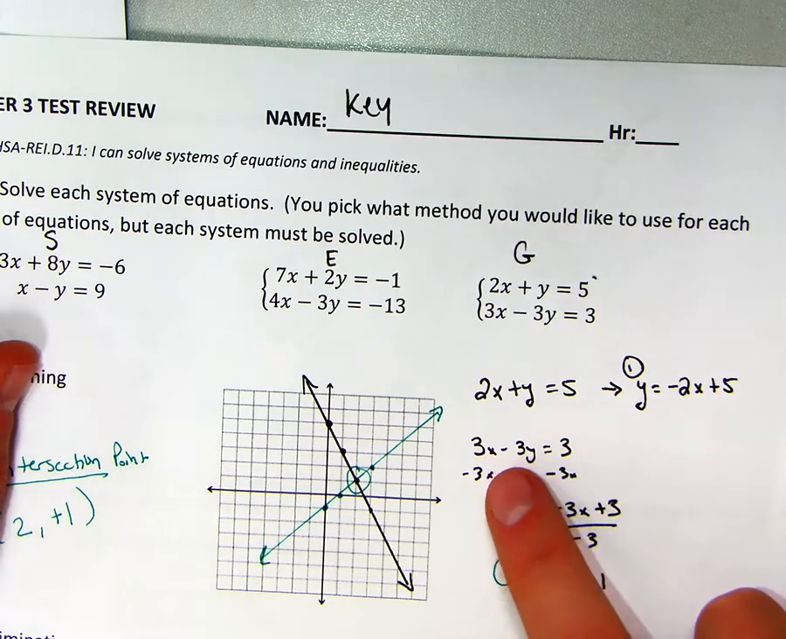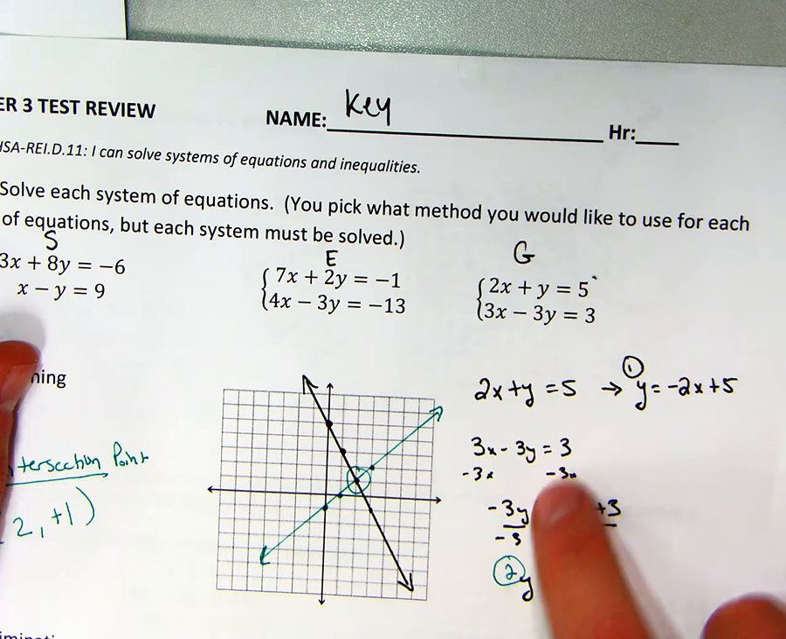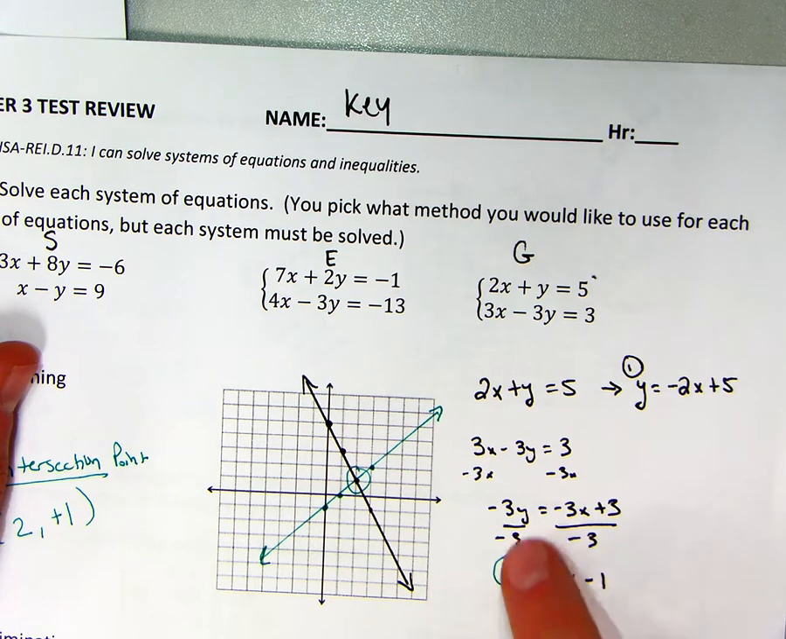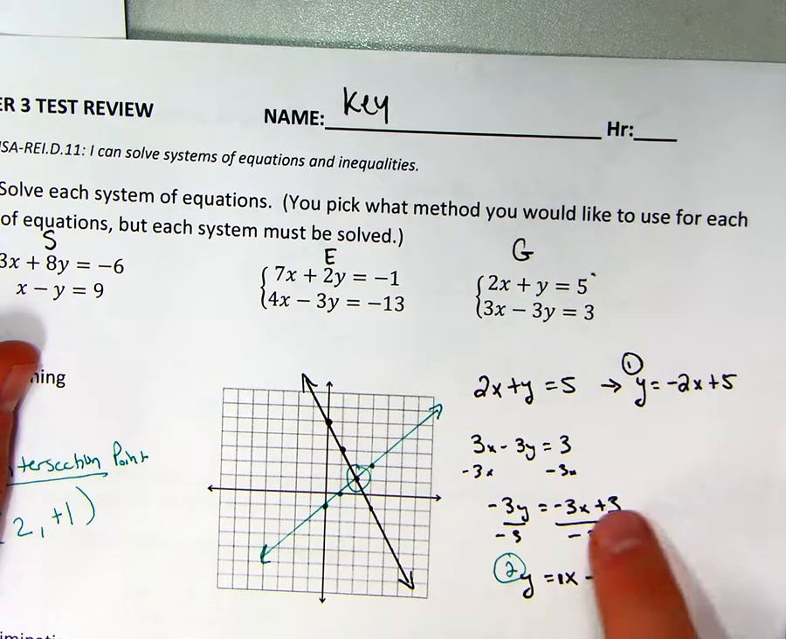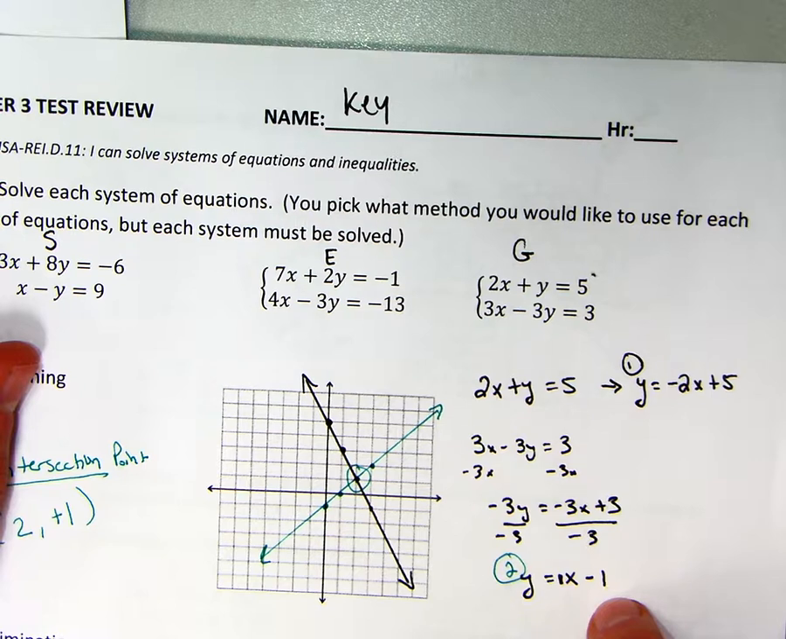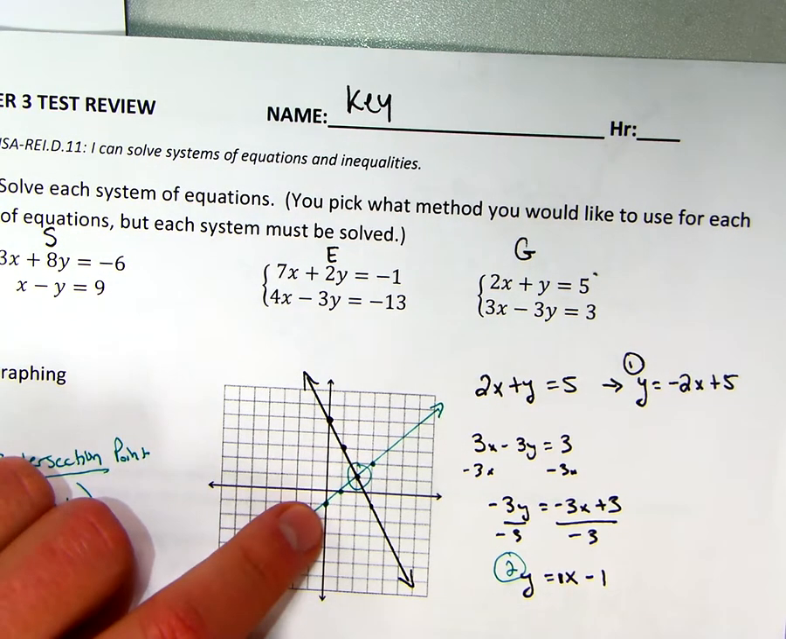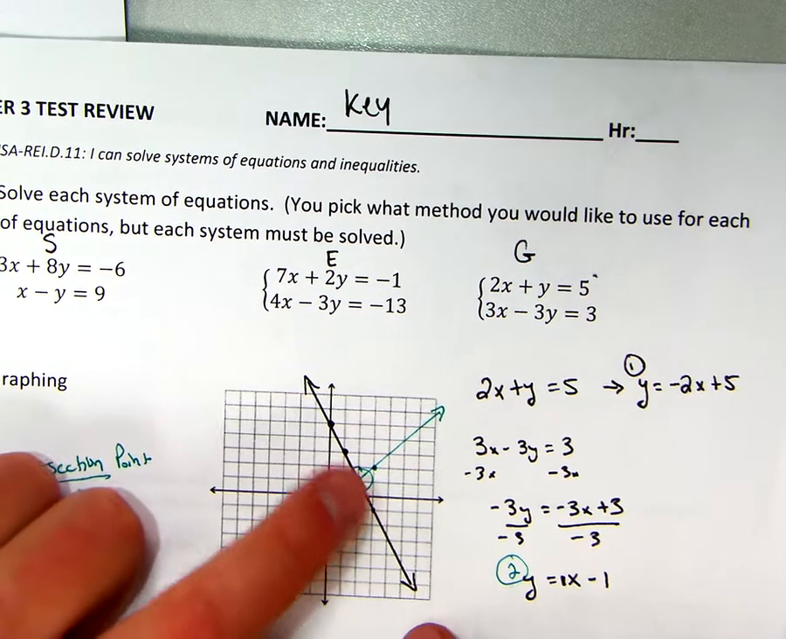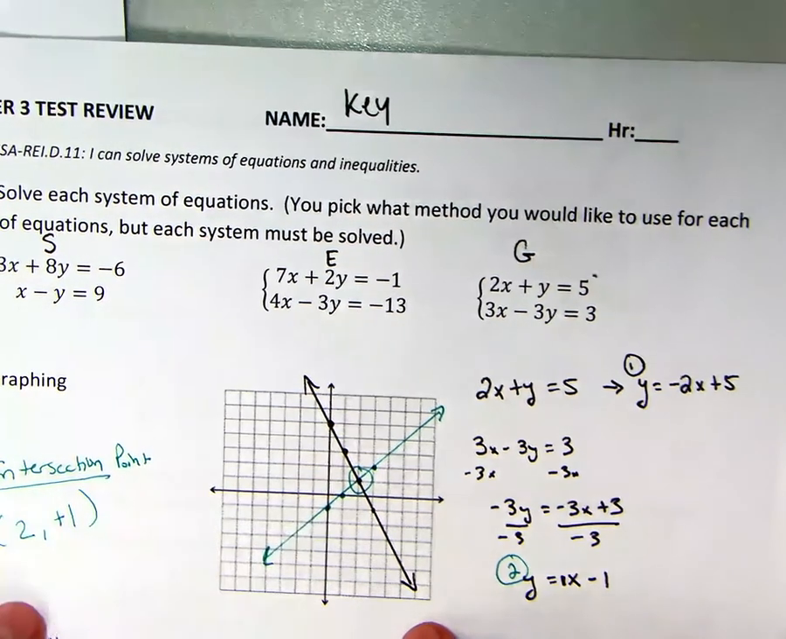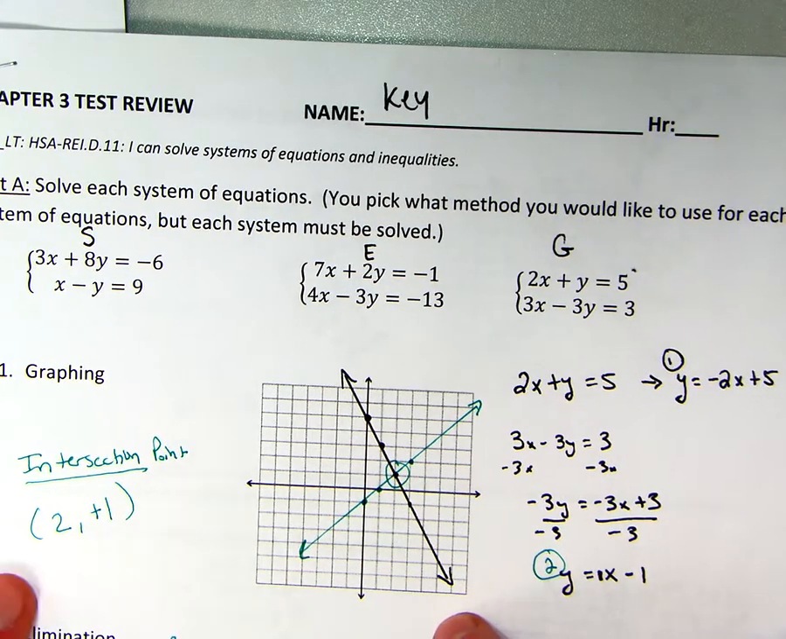The second one, I can subtract 3x first, and then divide by negative 3. So I get y, negative 3 divided by negative 3 is 1x. Well, just 1, and then the x comes along. And then 3 divided by negative 3 is negative 1. So my starting point is negative 1, and I'm going up 1, over 1, up 1, over 1. Right here, this point is (2, 1). That's my intersection point. Right?